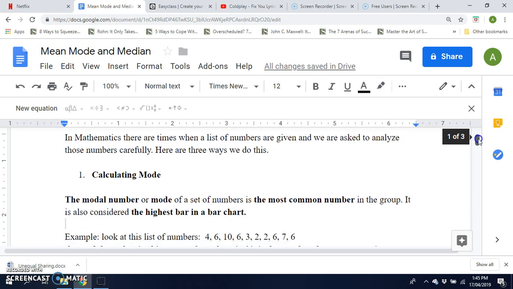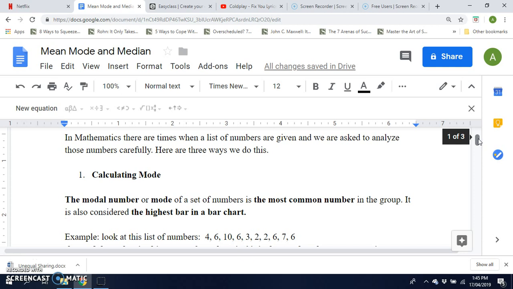So sometimes you are given a list of numbers in mathematics and you are asked to calculate the mode. Mode is very simple. It is the most common number in the list of numbers that are given to you. Most common number. I will show you here. You have a list of numbers. You have 4, 6, 10, 6, 3, 2, 2, 6, 7, 6. The modal number there, very simple. What is the most common number that you see?